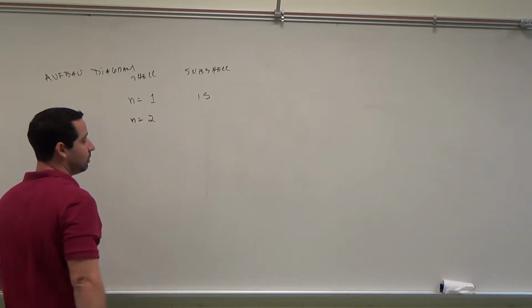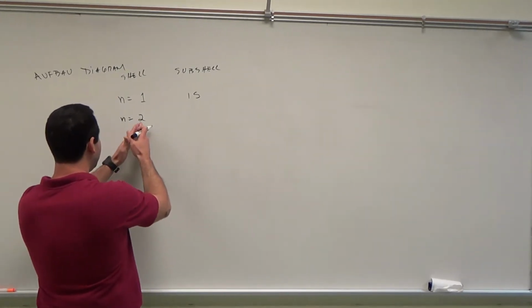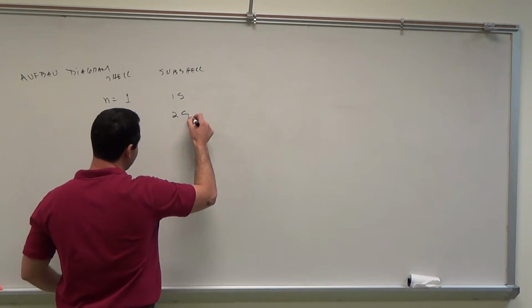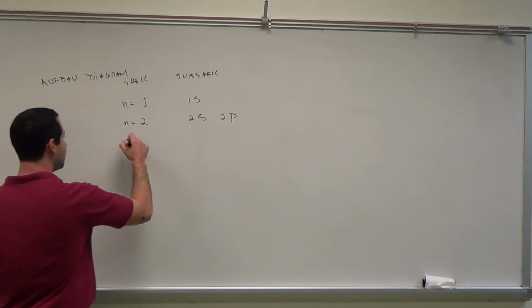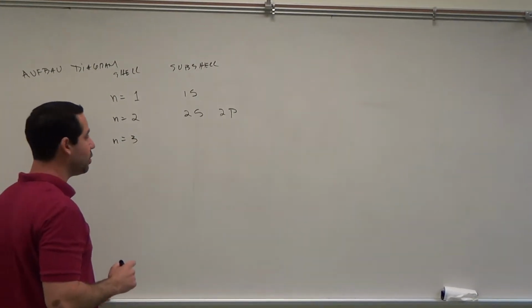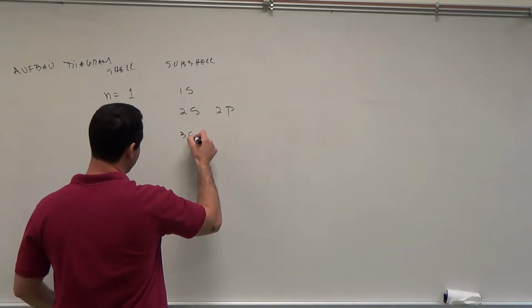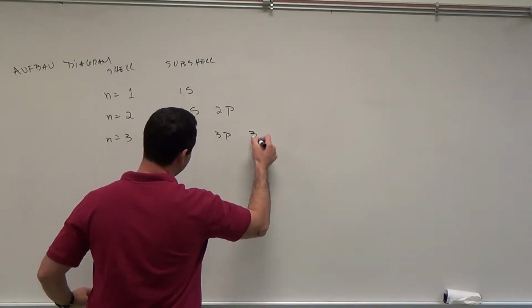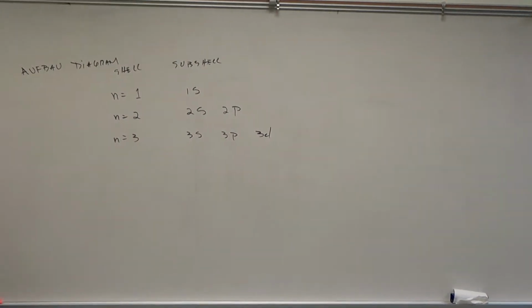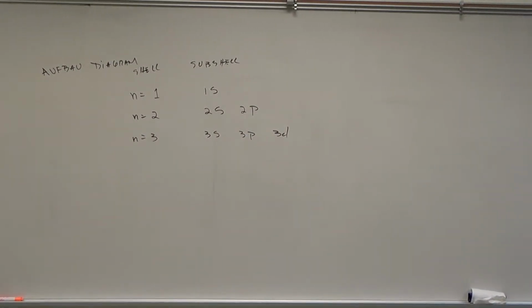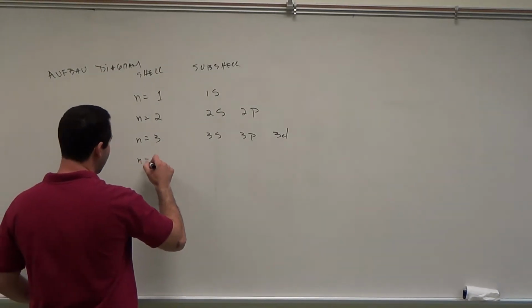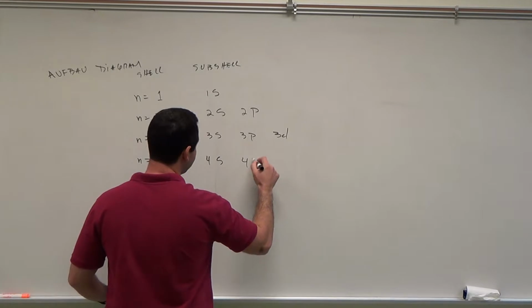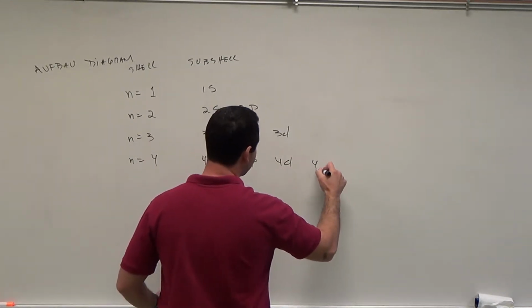On the second shell, how many subshells does it have inside? 2, and that is the 2s and the 2p. The third shell, the one for period 3, has the 3s, the 3p, and the 3d. A question on the test would be, how many subshells are there on the third shell? 3 subshells. On period 4, how many? The 4s, the 4p, the 4d, and the 4f.